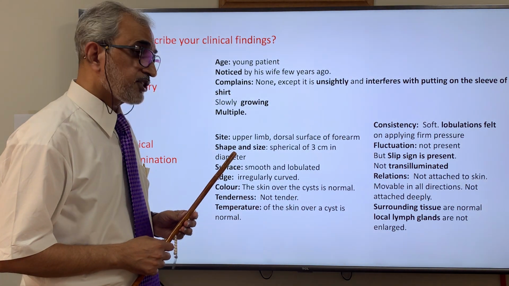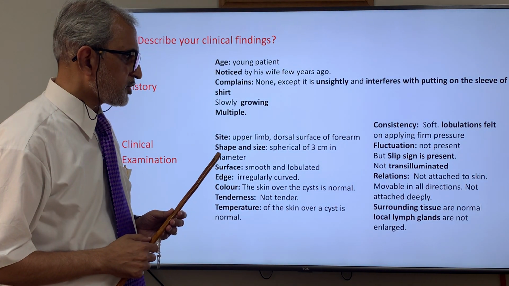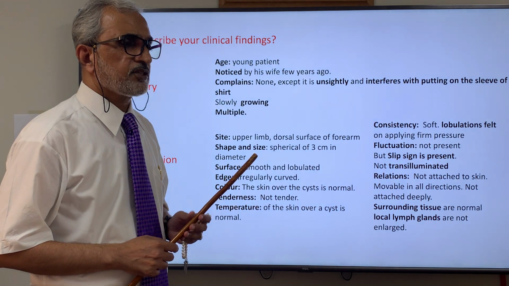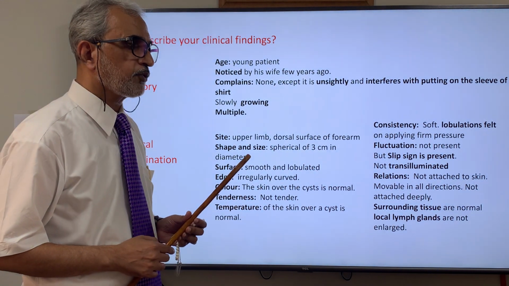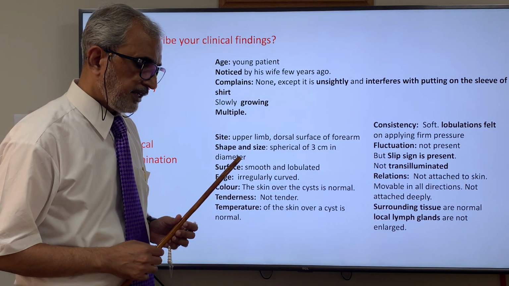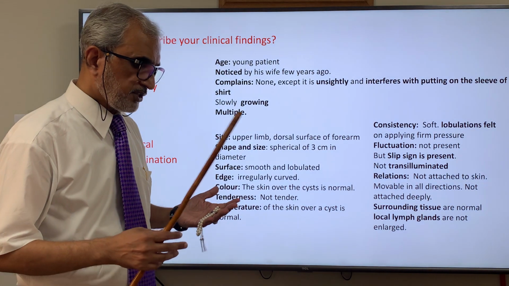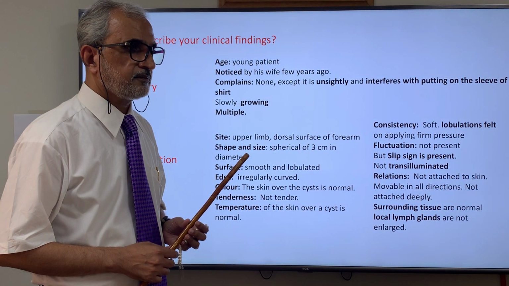Slip sign is present. It is not fluctuant. It is not transilluminant. It is not attached to the overlying skin. It is not attached to the underlying muscle, and it is freely mobile in the subcutaneous tissue. Axillary lymph nodes are not enlarged, they are normal, and the surrounding skin is also normal, and neurovascular status is intact.